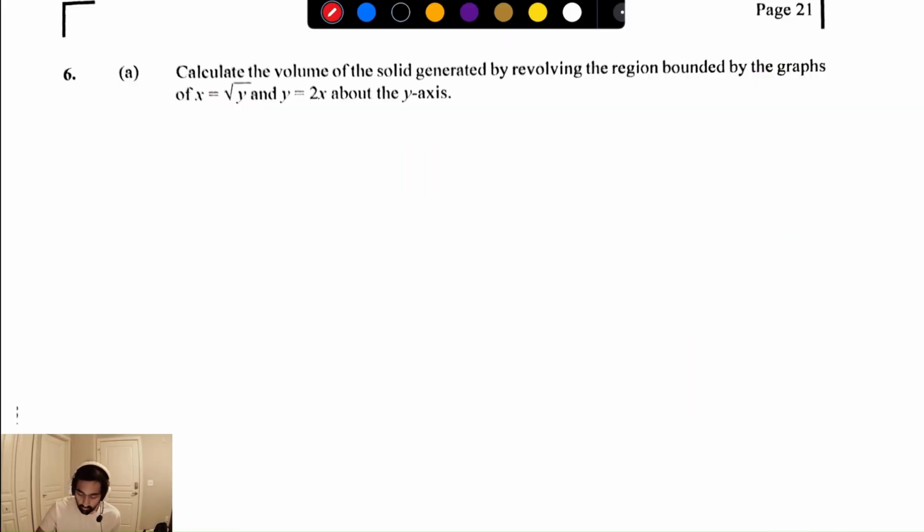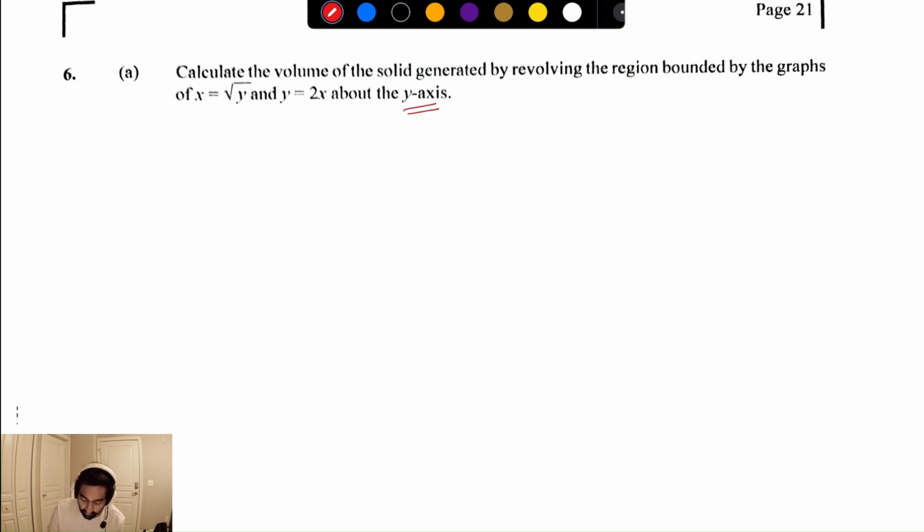In this video, we're going to look at question 6 of CAPE 2024 Pure Maths Unit 1. So the first part asks us to find the volume of the solid generated by revolving the region bounded by the graphs of x equals square root y and y equals 2x about the y-axis.